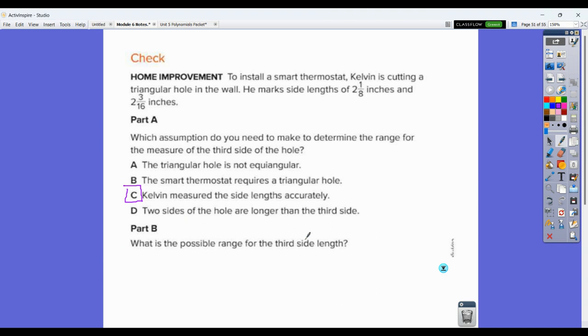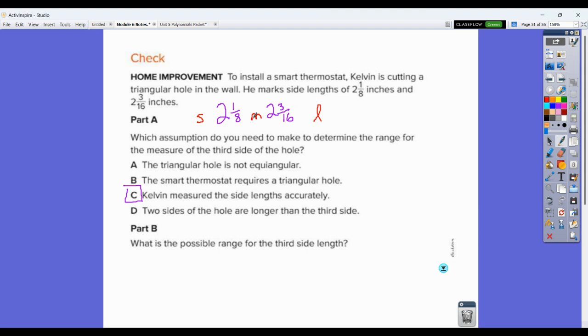So what is the possible range for the third side length? What will you do to find the range? Essentially, given any two lengths, 2 1/8 and 2 3/16, you don't know if those are the two smallest sides. Those could be the longest and the shortest, and you could find the medium, or those could be the two biggest, the longest and the medium, and so you could find the small. So essentially you're trying to figure this out.